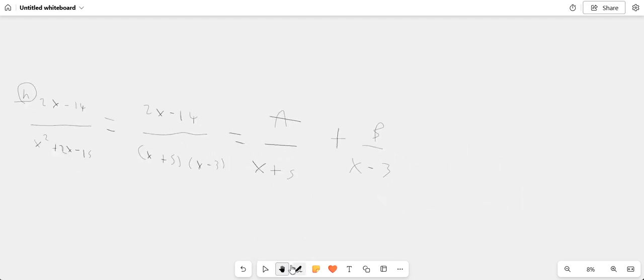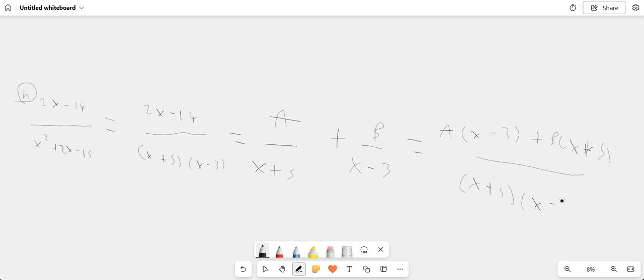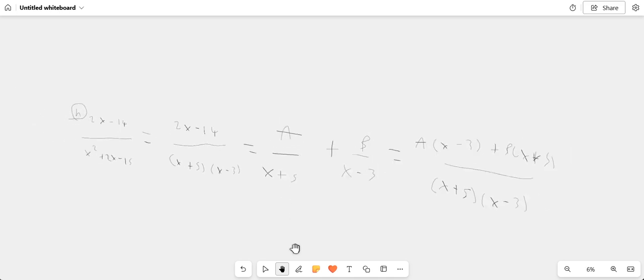And then obviously, times x minus 3 up there, so you get a open bracket x minus 3 plus b open bracket x plus 5. So times x plus 5 onto the right hand side. Now all of that is over x plus 5 times x minus 3. Cool. Now I make the tops equal to each other, so 2x minus 14 is equal to a open bracket x minus 3 plus b open bracket x plus 5 here.